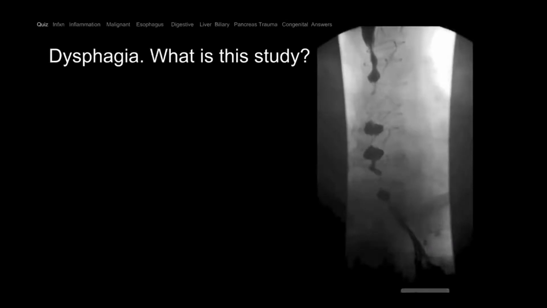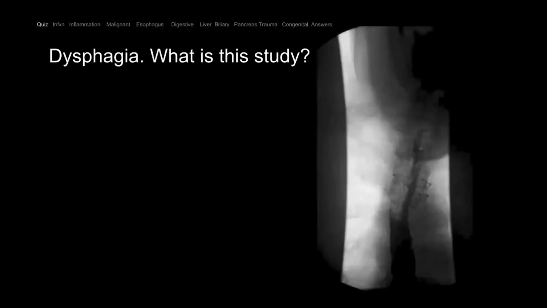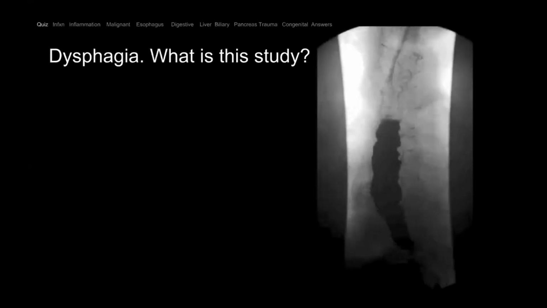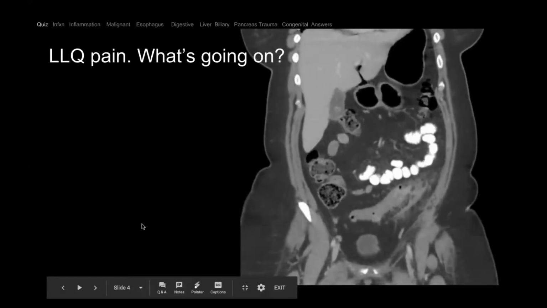So this patient presents with dysphagia. What is the study? Upper GI, good. Well, it's an esophagram, good, but it's similar. And we'll talk about the differences.